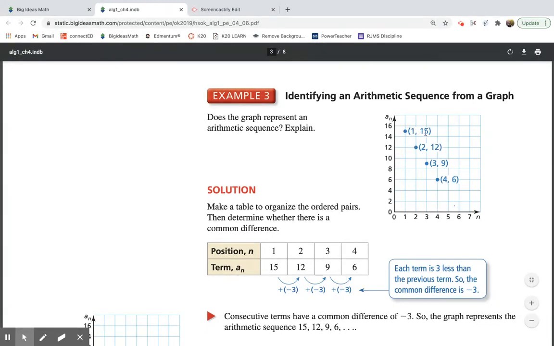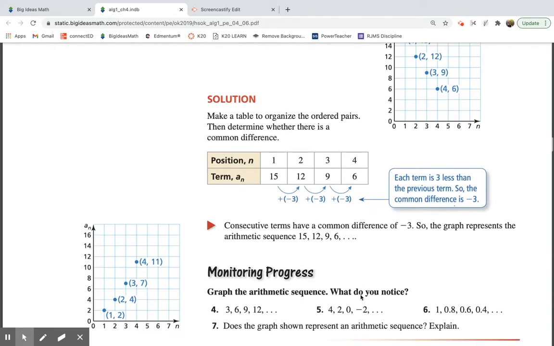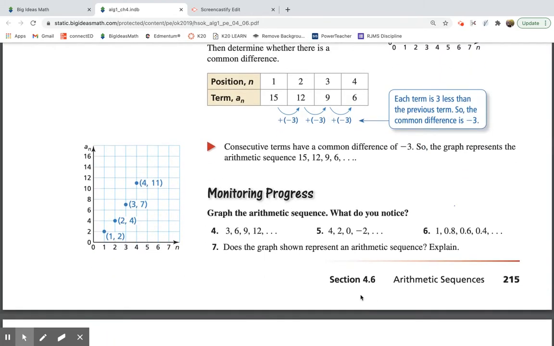Position 1, it's the term 15. So we write that down, 2, 12, 3, 9, and 4, 6. And if you notice, we are subtracting 3 each time. Since they had a common difference of -3, it does represent an arithmetic sequence.